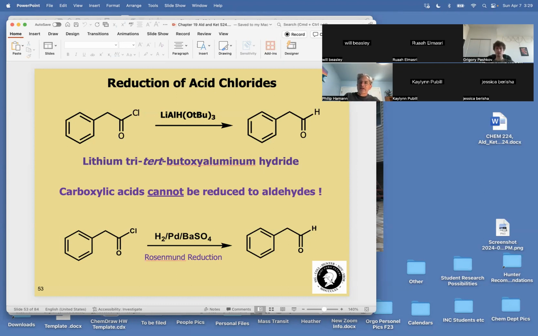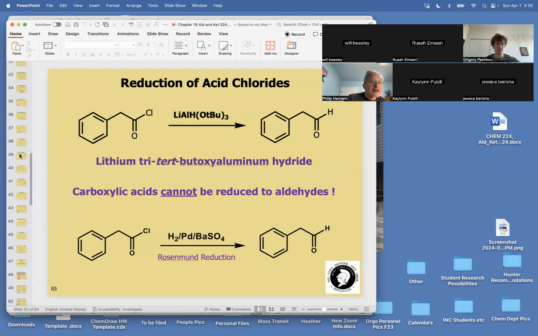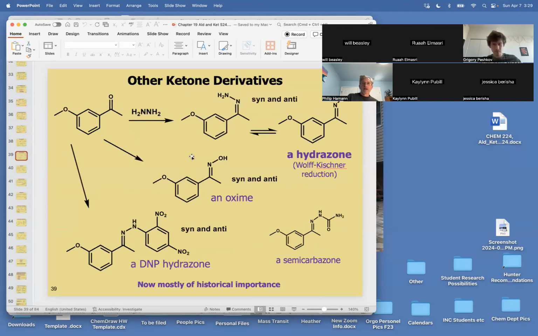Okay, Will again. All right. On slide, hold on one sec. Slide 39. Which chapter? Ketones. Okay. Yeah, it's about amine formation if the number's wrong. So on the equilibrium on the top right, what's going on? That is just a note in passing, for the sake of completeness.